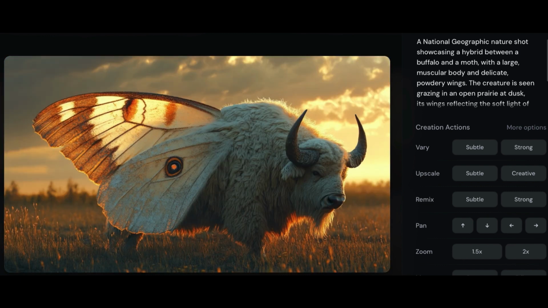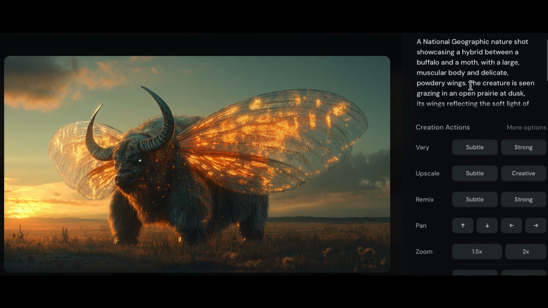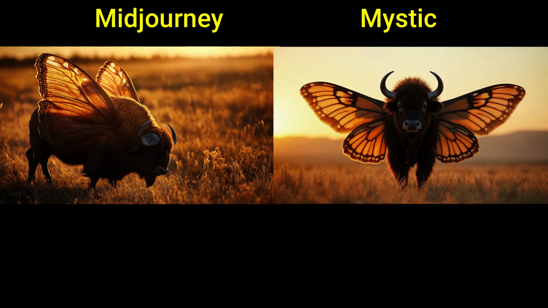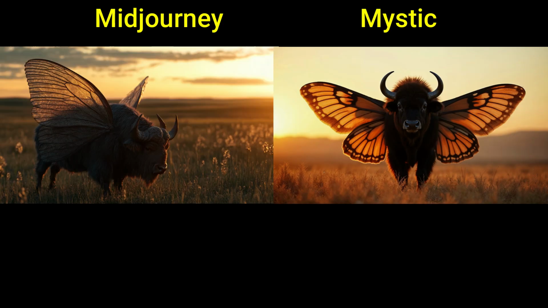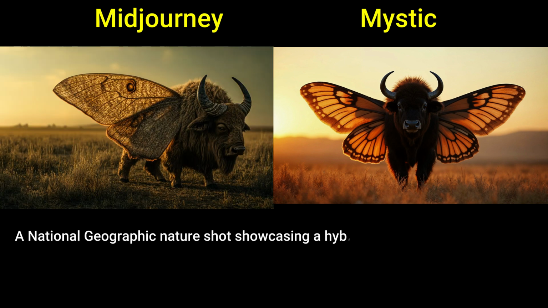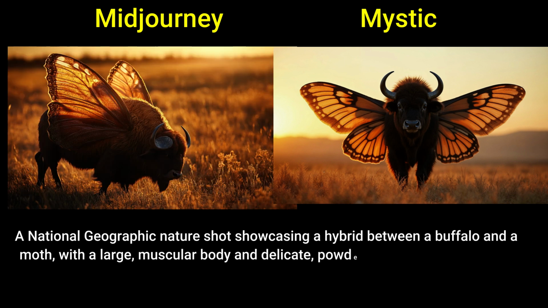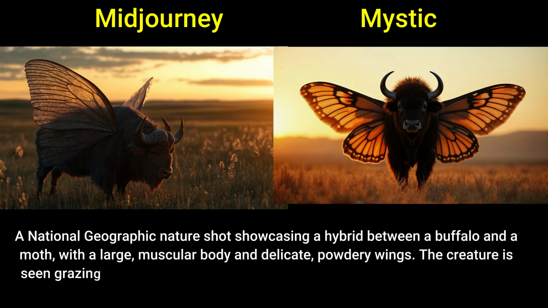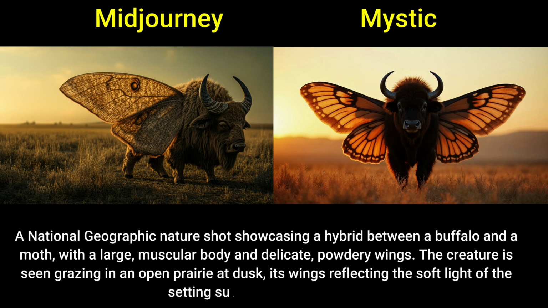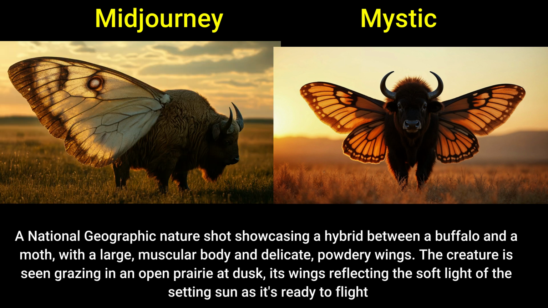But to be fair, I reran this prompt again with the settings that I spoke about, and these are the new outputs that I've got. And the prompt for this is: a National Geographic nature show showcasing a hybrid between a buffalo and a moth with large muscular body and delicate powdery wings. The creature is seen grazing in an open prairie at dusk, its wings reflecting the light of the setting sun as it readies to flight.